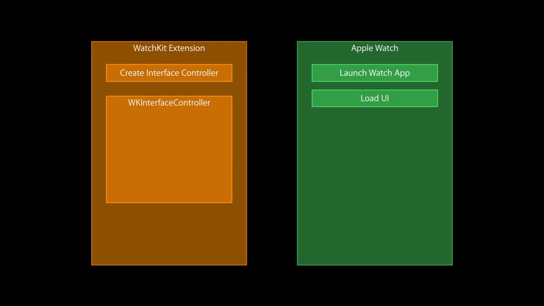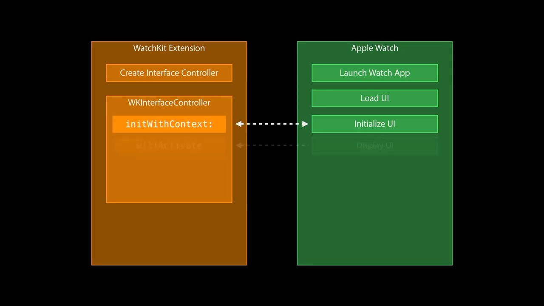Next, the storyboard in your Watch app bundle is loaded on Apple Watch, and the initial interface controller is created. Once the UI is initialized, your interface controller will receive an init with context call, giving it a chance to initialize variables for state and configure UI elements with their initial values. When the UI of your Watch app is in the process of getting displayed on screen, willActivate will be called, allowing you to perform any last-minute tasks or final UI element configurations.